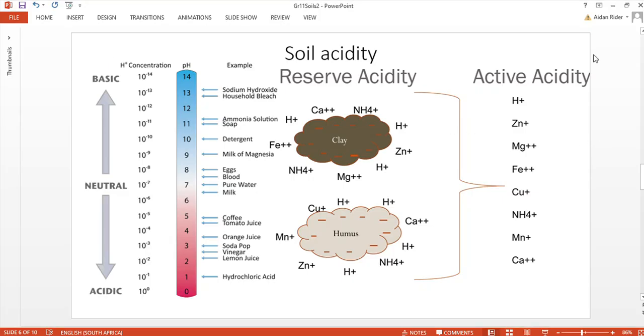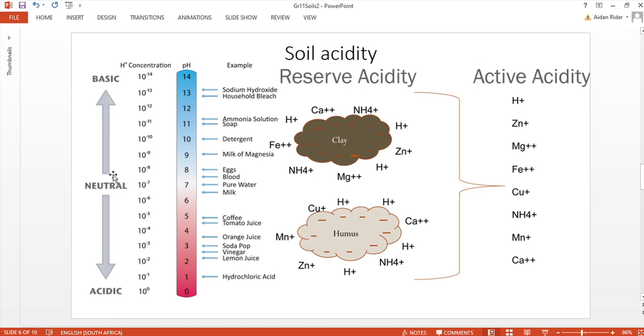Good morning. So last time I stopped at soil acidity, so I'll just continue here. What makes a soil acidic, or how we measure acidity, is with the pH scale, and what it means is we measure the hydrogen concentration within the soil. The more hydrogen there is present in the soil, the more acidic it becomes, and the less hydrogen atoms we have, the more basic it becomes.